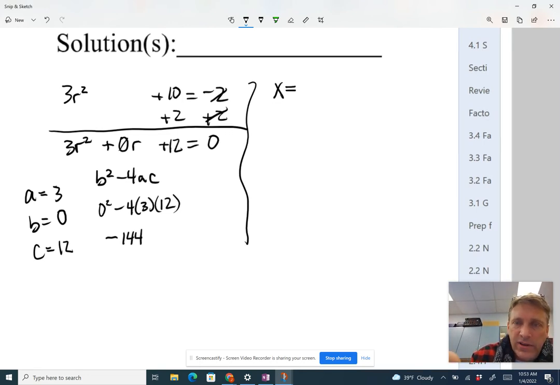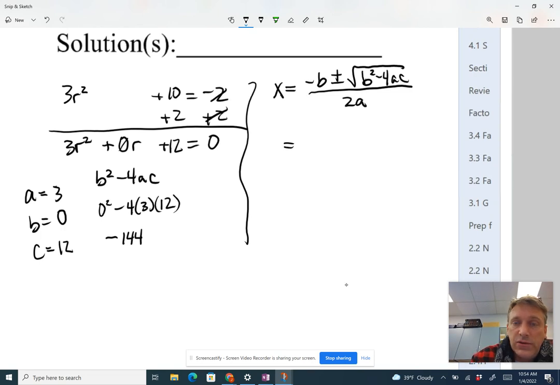I'm going to write out my formula. X equals negative b plus or minus the square root of b squared minus 4ac all over 2a. And then I'm going to write this is equal to the opposite of b, which is, there's no positive or negative 0. It's all neutral. So I'm just going to write 0 plus or minus the square root of negative 144 all over 2 times a, and a is 3.